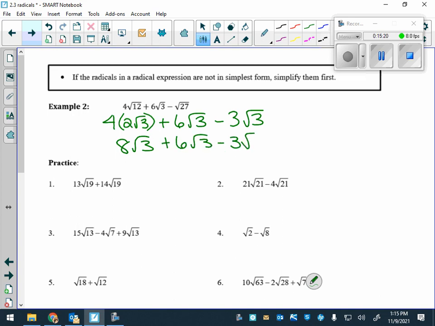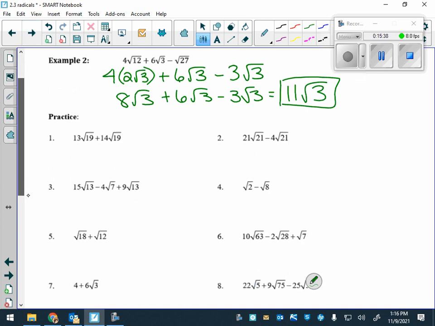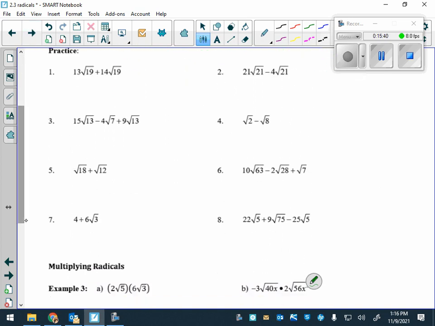Now, do I have like terms? Okay, so 8 plus 6 is what? Minus 3. 11 root 3 would be your final answer. Okay, so I want you to try some practice on adding and subtracting, 1 through 8.